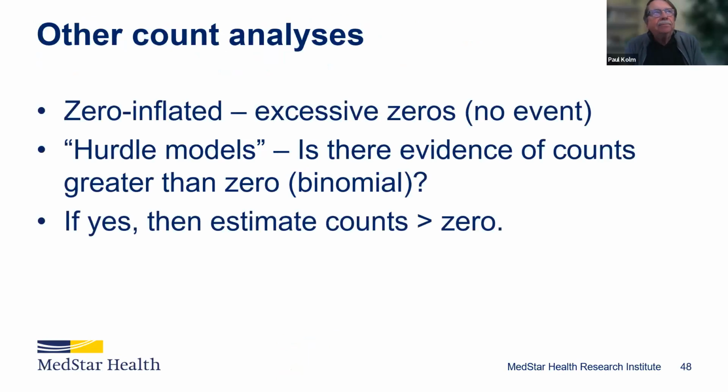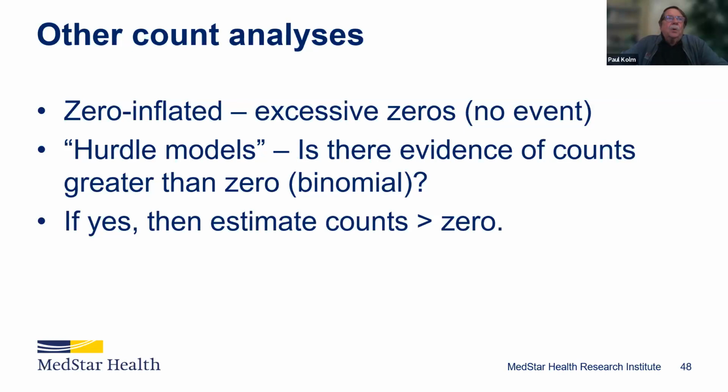Okay, so I want to just mention a couple other analyses that we can do related to counts. We can do what's called a zero-inflated Poisson regression. And this means that we have excessive zeros. In other words, the event didn't happen in most of the patients. And so there's a way of doing that. And I think in most statistical software, there's probably a programmed routine for zero-inflated counts.